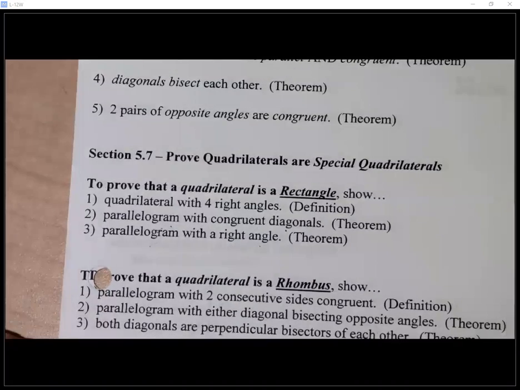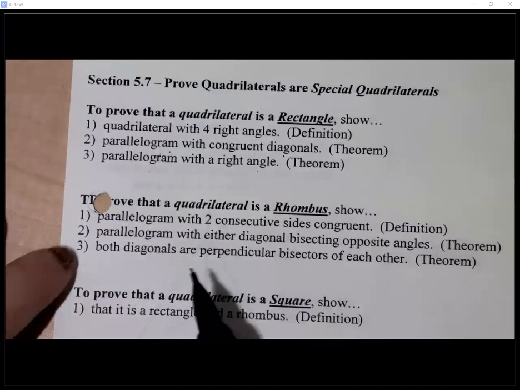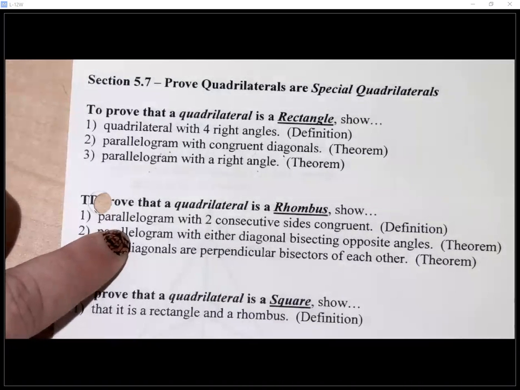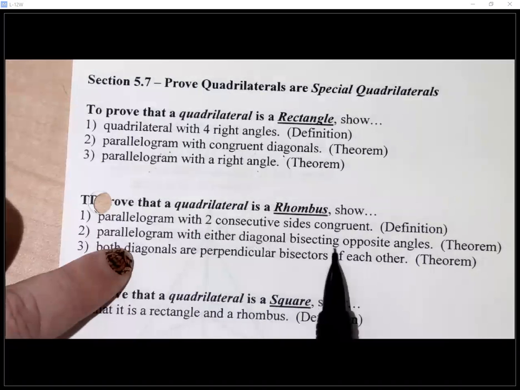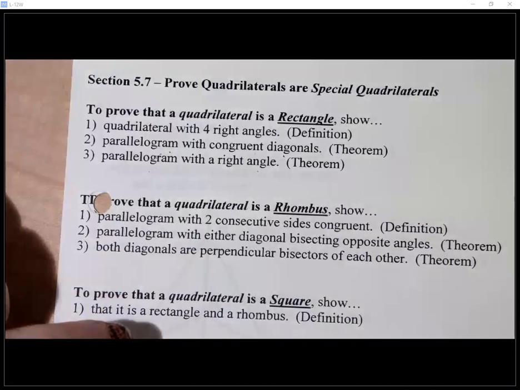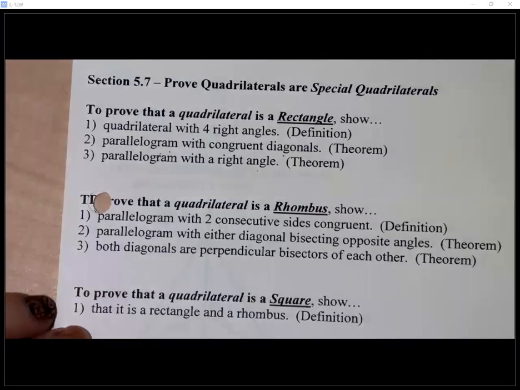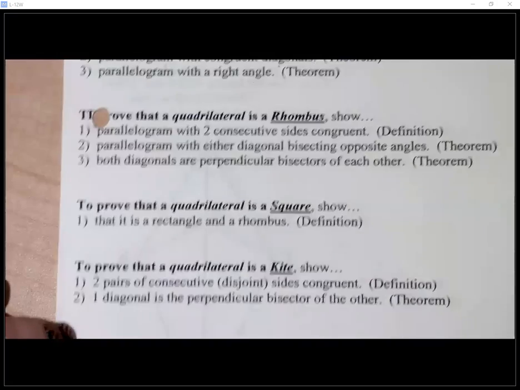Same thing is happening down here with the rhombus. You can show me that you have a parallelogram and then just 2 sides in a row are congruent. A parallelogram with either diagonal bisecting opposite angles, or both diagonals perpendicular bisectors of each other. So make sure it's both, because remember the kite has one that's a perpendicular bisector but not the other. So you'd have to show both. If you want to show something is a square, you have to show that it's both a rectangle and a rhombus.